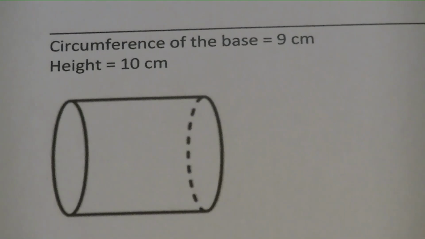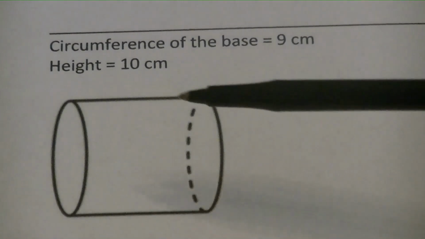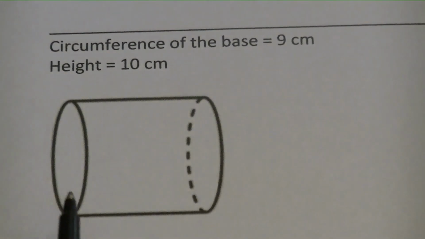All right, the second one, just to remind you, was this. Circumference of the base is 9 and the height of the cylinder is 10. Now remember, height doesn't necessarily mean up, down. It means the distance between the bases. So this is the height of 10. And the circumference of the base is 9.